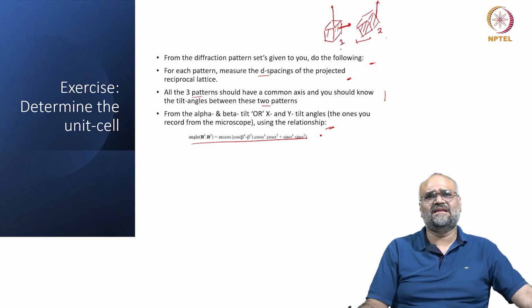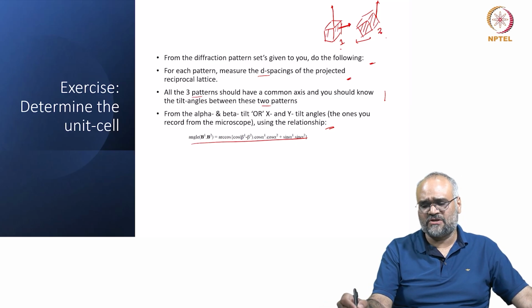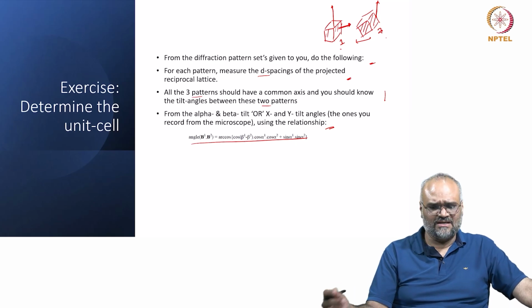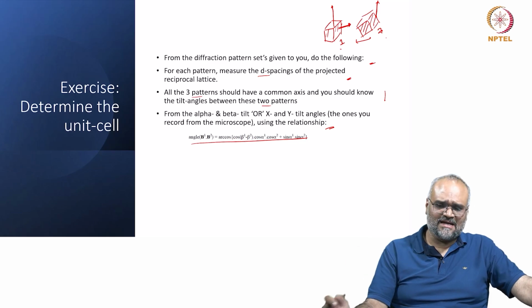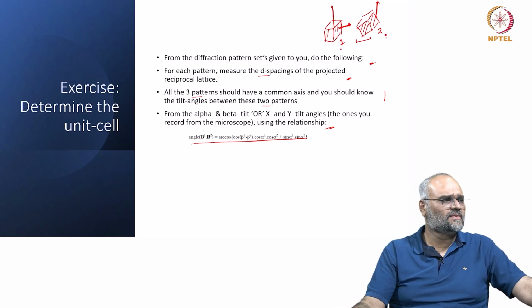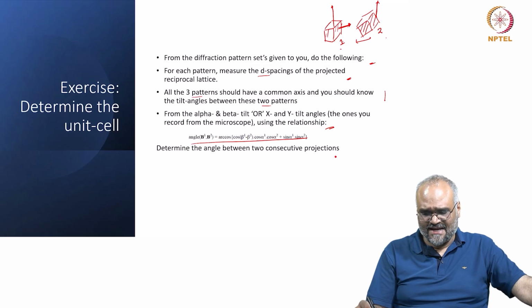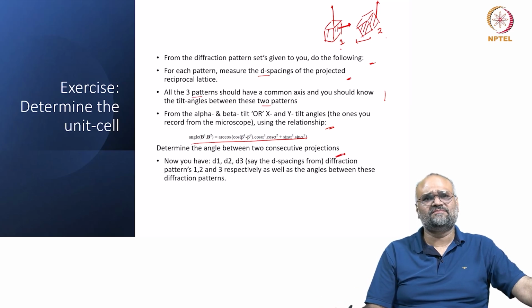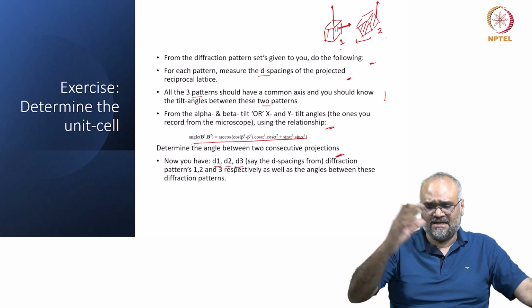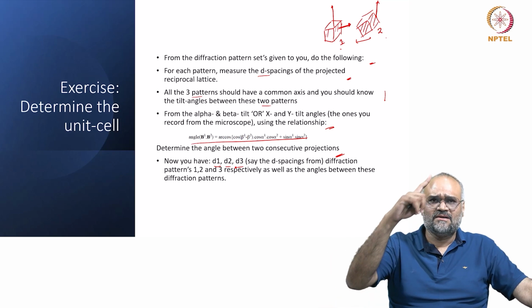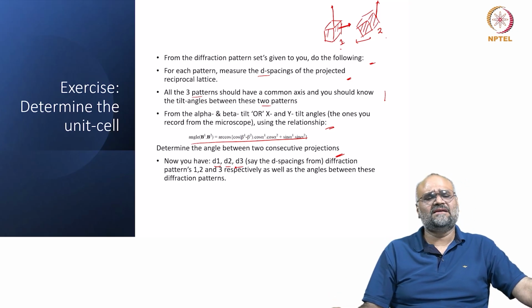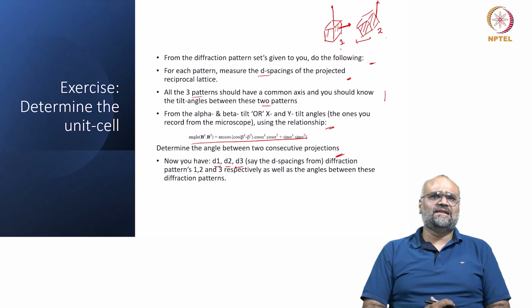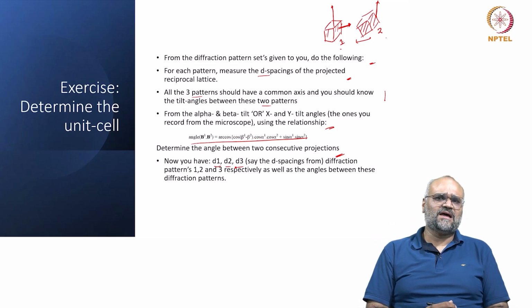Once you determine these relations, I can start drawing the projections of the reciprocal lattice on a simple graph paper, and I can determine the unit cell parameters from 3 different reflections. If I can determine the angle between the 2 consecutive projections, and I have 3 d-spacings measured between these 3 diffraction patterns, with one d-spacing common to all the diffraction patterns, then you can get a projection of the reciprocal lattice and determine what the unit cell parameters are.